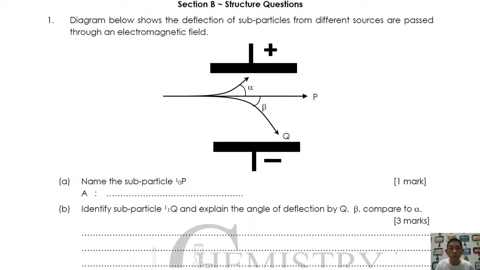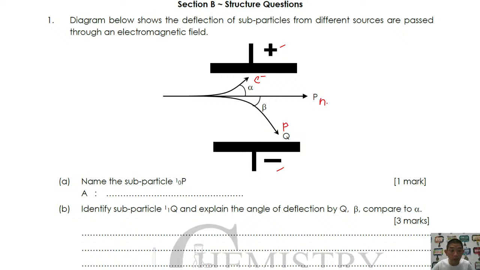The diagram below shows the deflection of the subparticles from different sources that are passed through an electromagnetic field. Actually, it's an electrical field, where you have a positive magnitude and a negative magnitude. You must know by yourself what subparticles go through the positive terminal. The subparticle that goes to the positive terminal is definitely the electron, while the subparticle going to the negative terminal is definitely the proton, and the subparticle that does not deflect is the neutron. This is something you should generally know on your own.